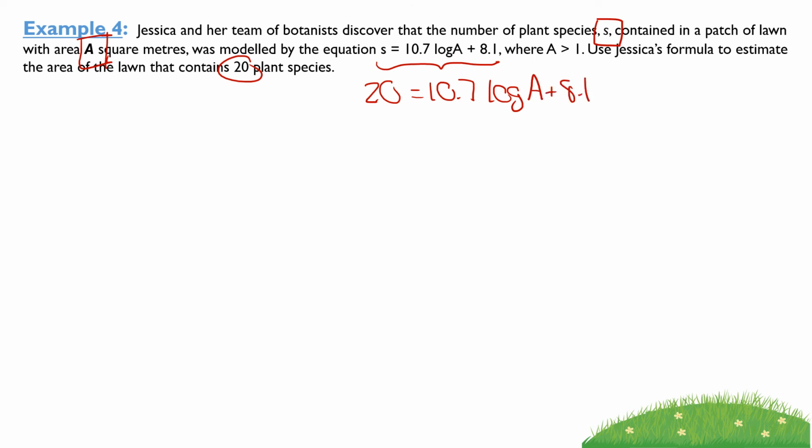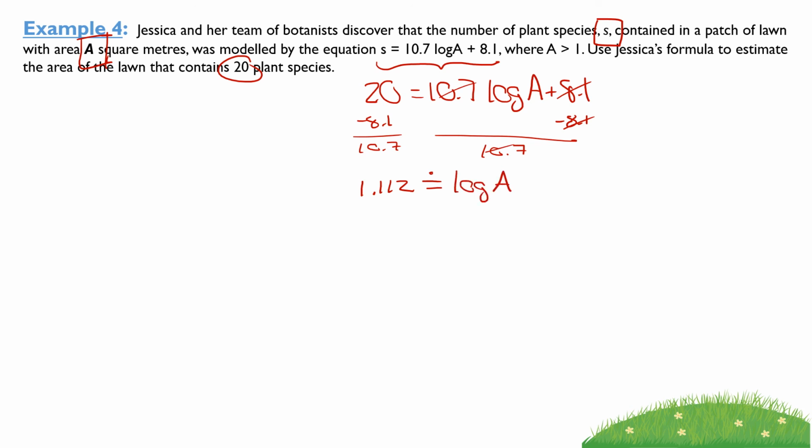So now we've got an equation to solve. We're going to subtract 8.1 from both sides. Then after we do that, we're going to divide everything by 10.7. Then log A will be isolated. So when I do that, I'm getting about 1.112 approximately equals log A.